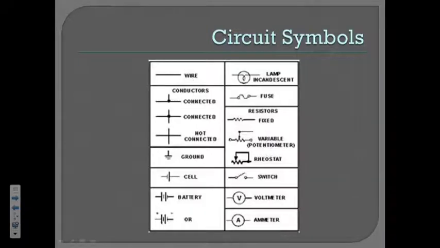And here's some more symbols that you can look at. We got a voltmeter down here on the bottom right. We got a battery on the left. We got a cell above it. All sorts of different types of symbols that we can use while we are drawing schematics.